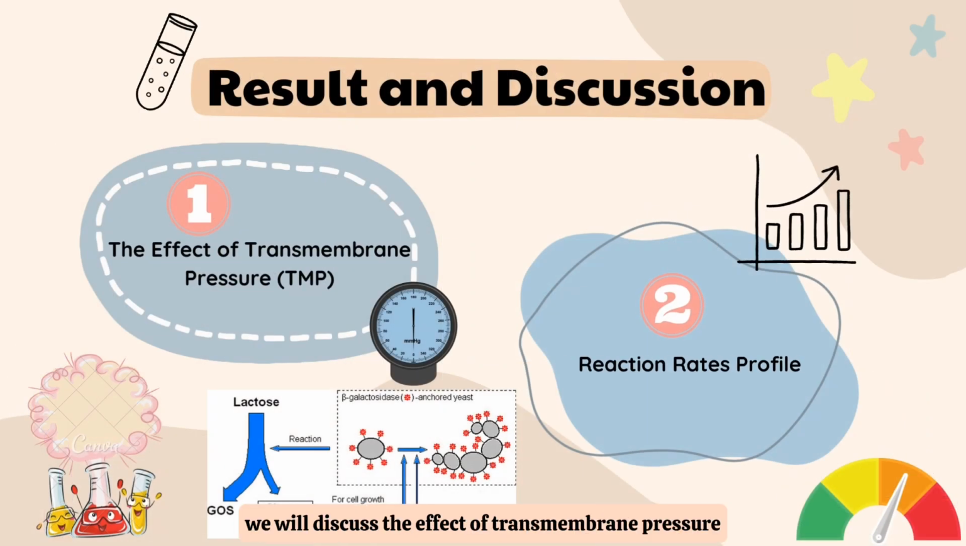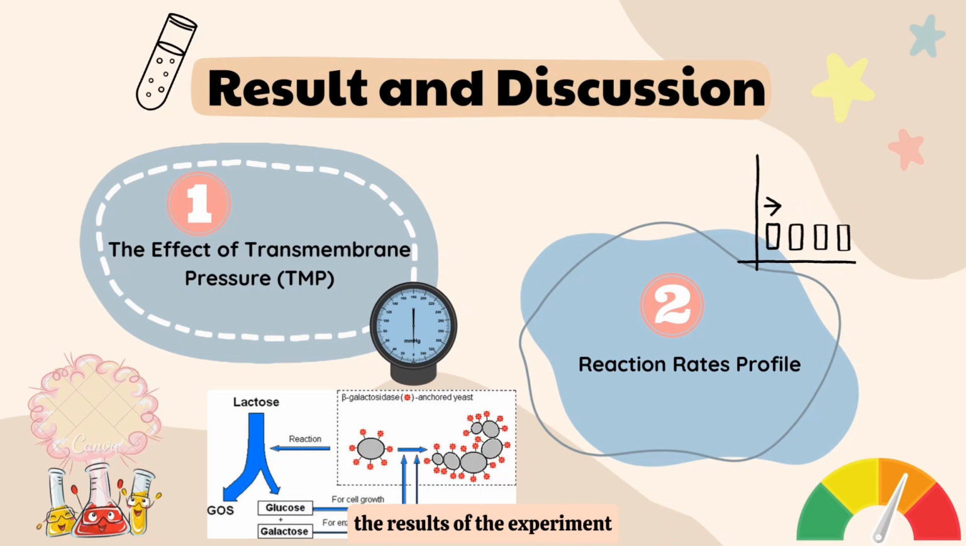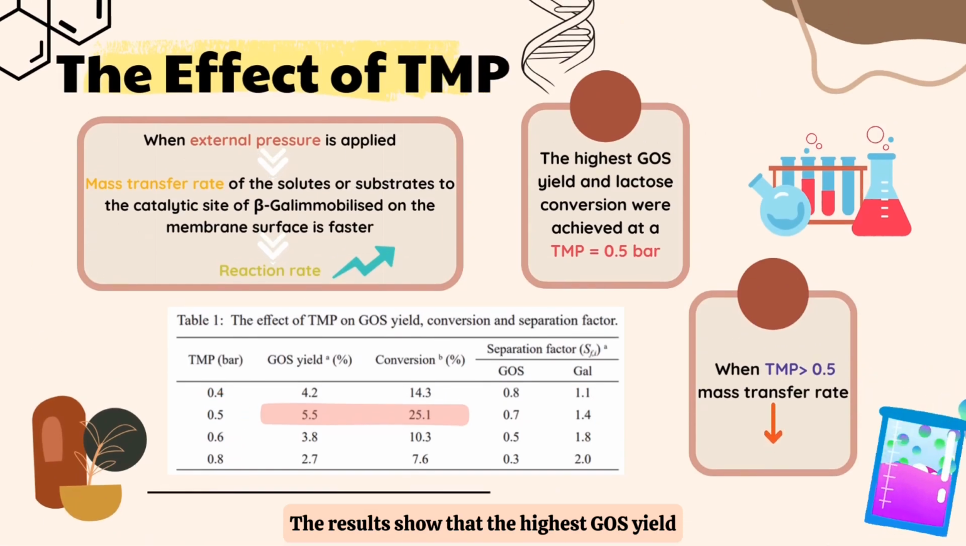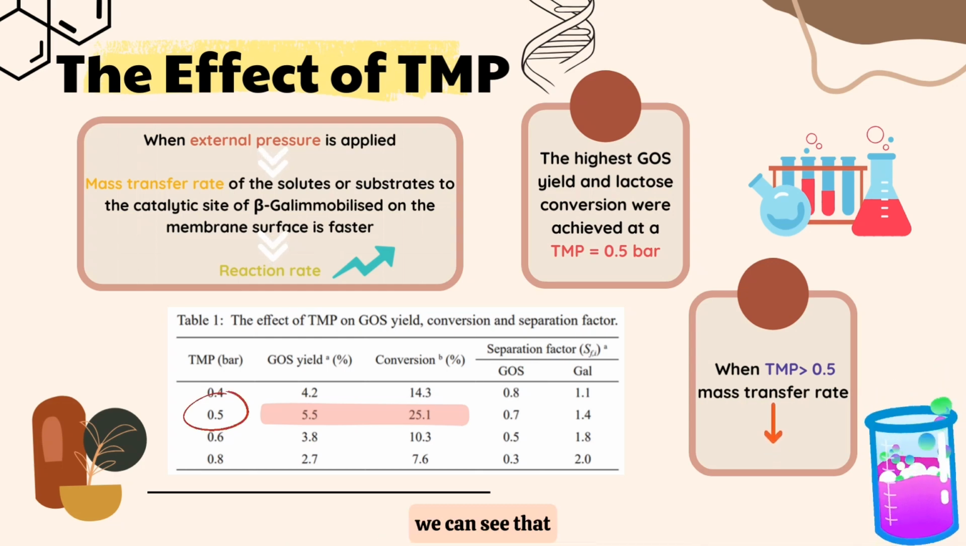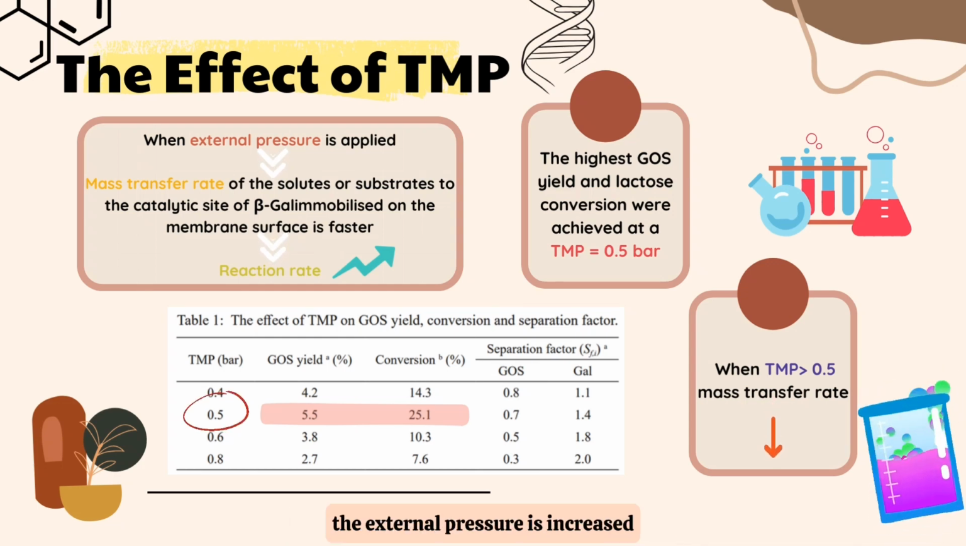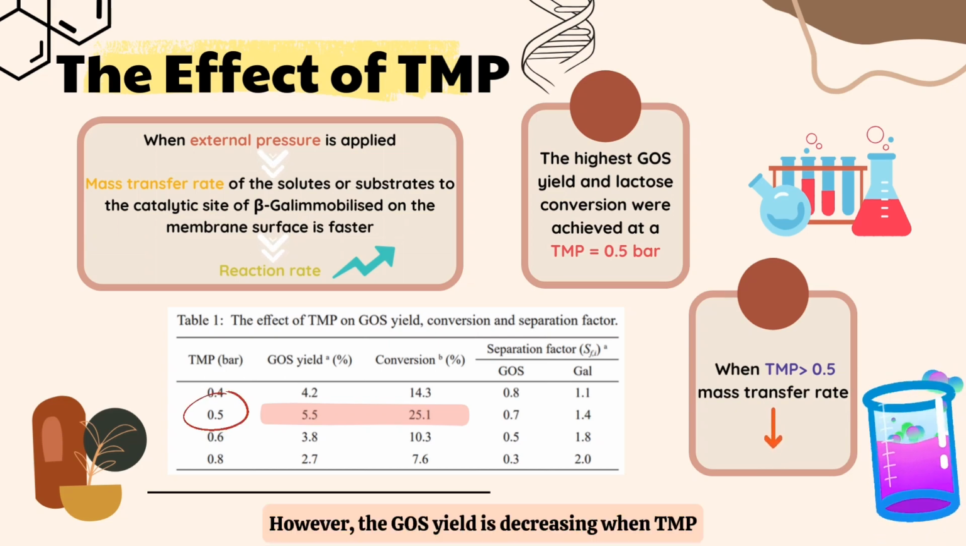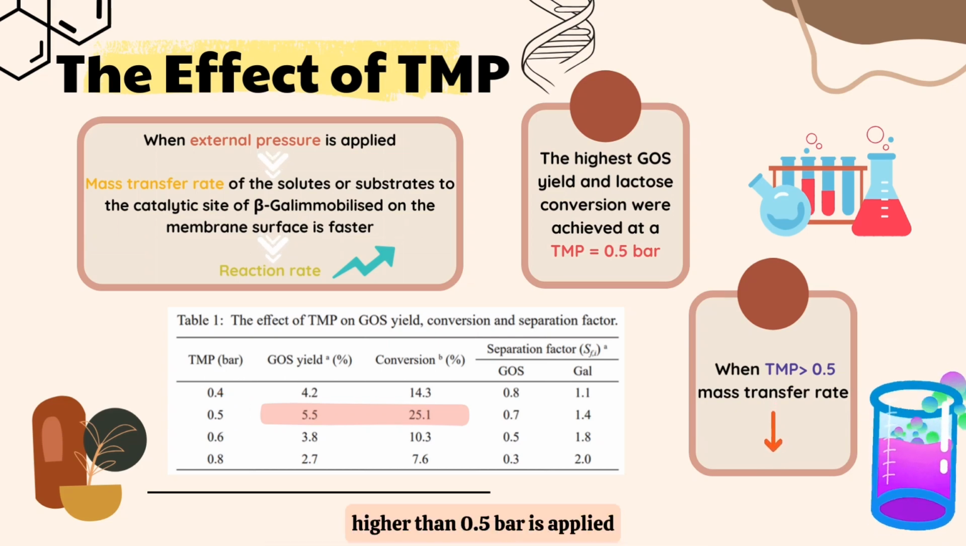Next, we will discuss the effect of transmembrane pressure, TMP, and the reaction rates profile on the results of the experiment. The results show the highest GOS yield and lactose conversion at a TMP of 0.5 bars. From the table below, we can see that the GOS yield gradually increases when the external pressure is increased. However, the GOS yield decreases when a TMP higher than 0.5 bars is applied.